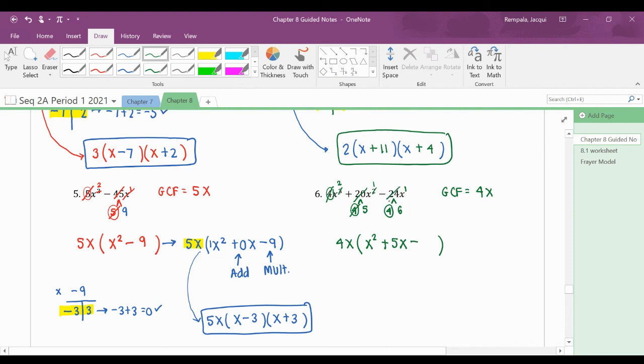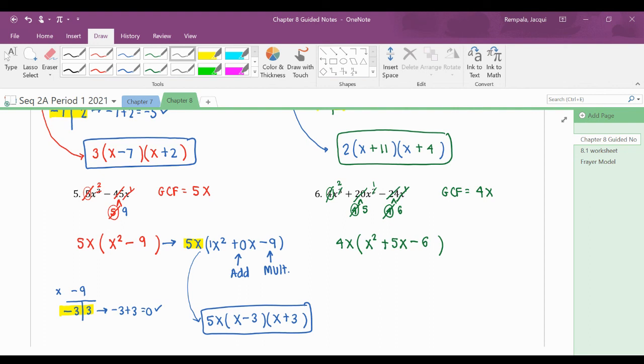We can ignore the 24. That's 4 times 6. We get to ignore the 4 because that was the GCF. Notice that I'm left with then the number 6. Because it was x with that 24, but we took an x out, we get to cross that off as well. Here is my trinomial, x squared plus 5x minus 6.